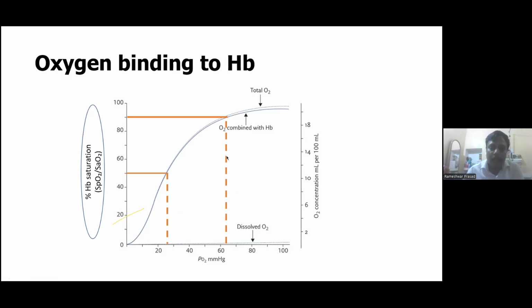Now, I want you to focus on the second part. When HbO2 percentage, SpO2, reaches 90%, what is the corresponding PaO2 value? It is around 60 to 65 millimeter mercury. That means when you are seeing that your pulse oximeter value is 90% or above, the PaO2 value in blood has already reached above 60 millimeter mercury. Have you understood? And normal PaO2 value in the blood is 50 to 80 millimeter mercury.